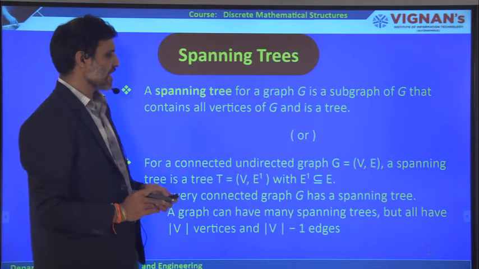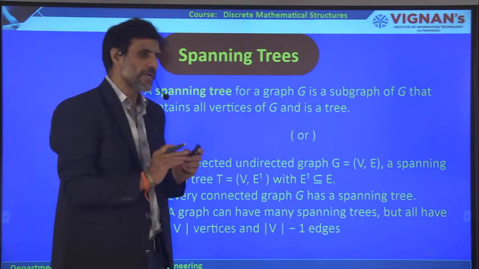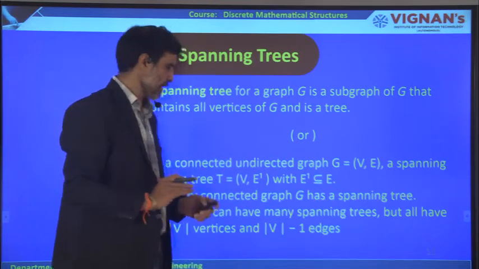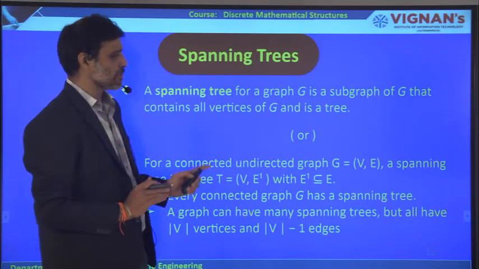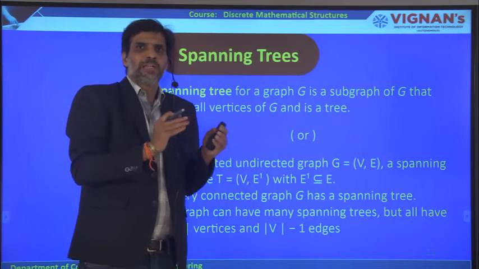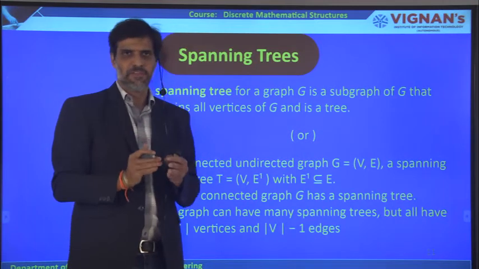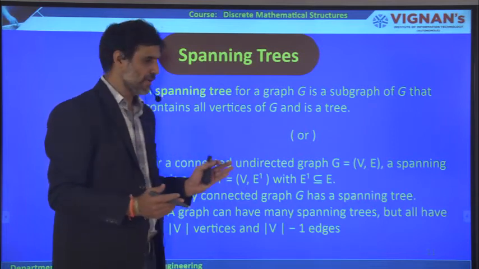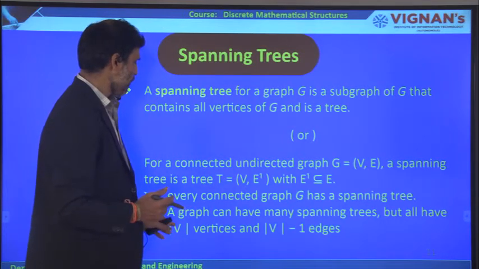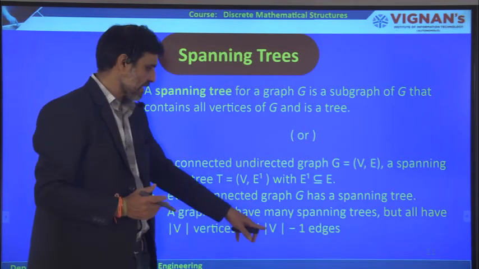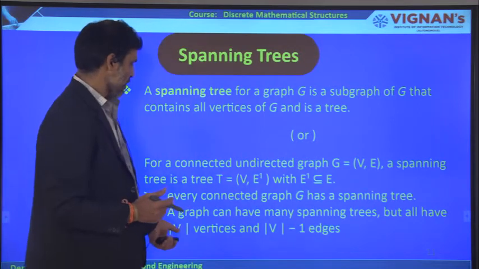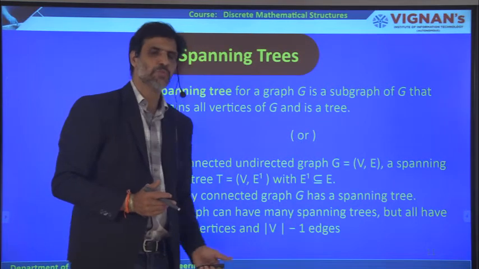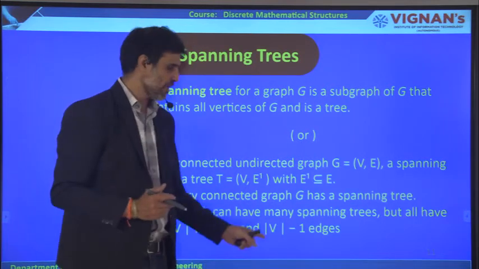So every connected graph has a spanning tree. You can take any connected graph, and it has a spanning tree. A graph can have many spanning trees. Remember that it is not correct that only one spanning tree exists for a given graph. There exist many spanning trees for the given graph. We will look into that. But all have the same number of vertices, and if a spanning tree consists of n vertices, then there must be n minus 1 edges. That is the meaning of this.